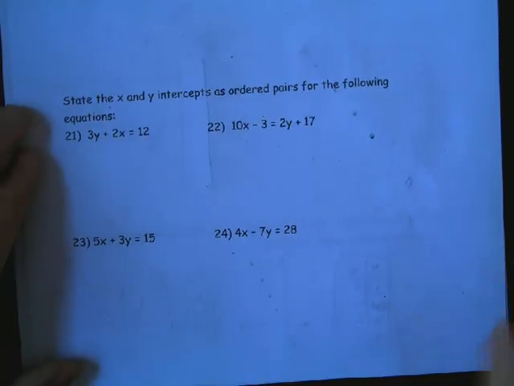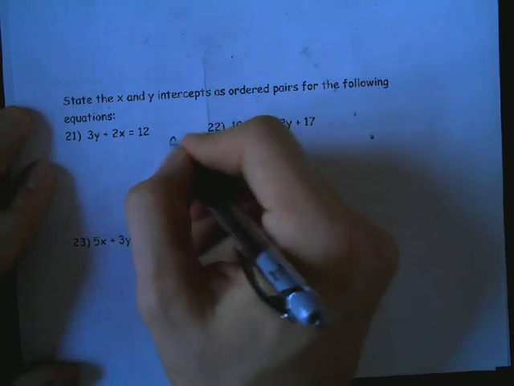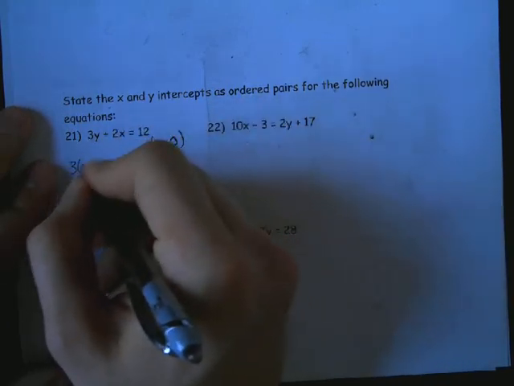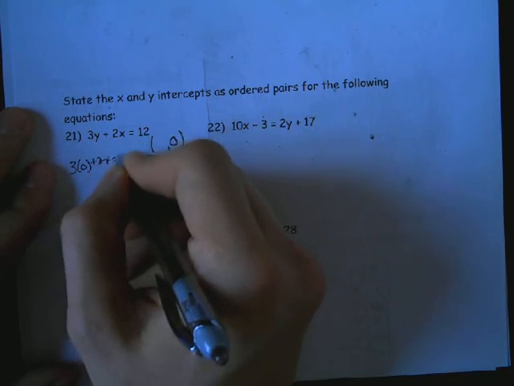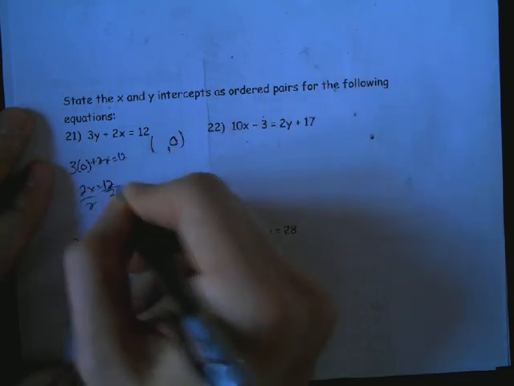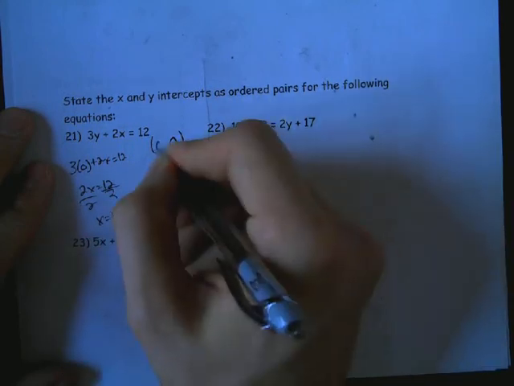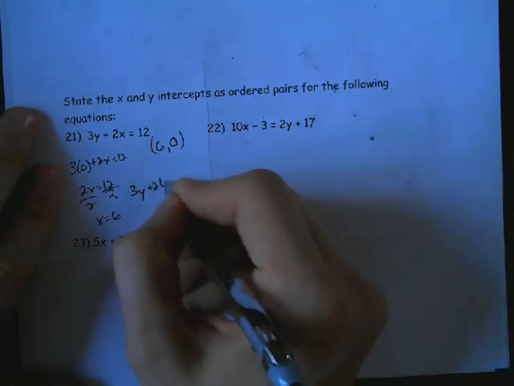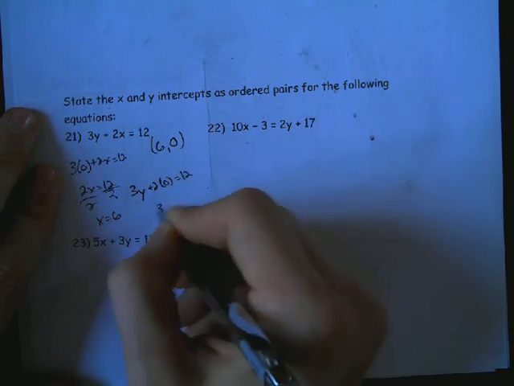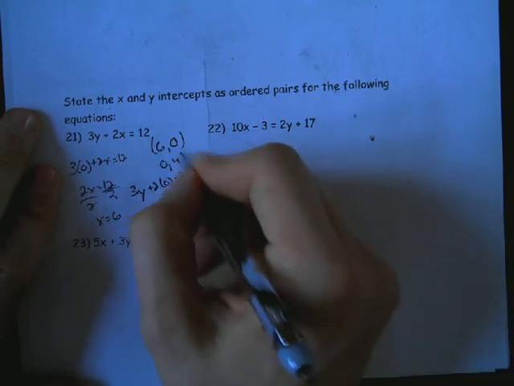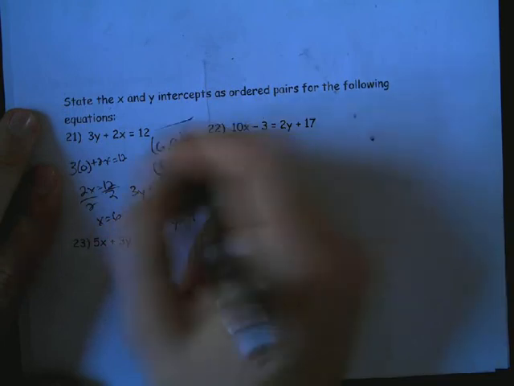State the x and y intercepts for our next group. Remember, at our x-intercept, the value of y is 0. So we put a 0 in for y, and we'll get 3 times 0 plus 2x equals 12. 2x equals 12, divide both sides by 2, and we'll get x is equal to 6 when y is equal to 0. That's my x-intercept. And then for my y-intercept, I know x is 0. So, 3y is equal to 12, y is equal to 4. 0 for x, we got a 4 for y. That's my x-intercept, that's my y-intercept, those are my answers right there.